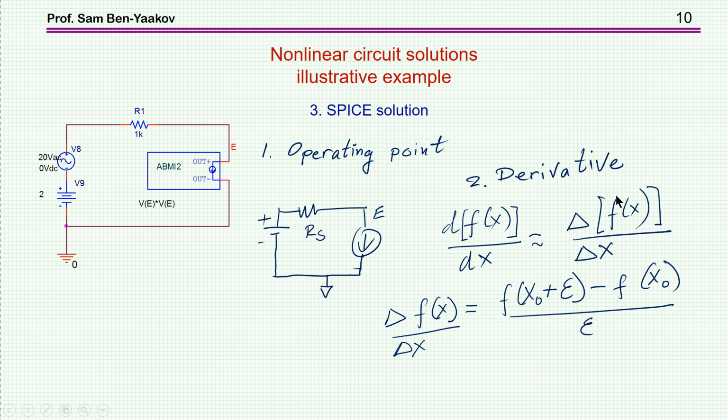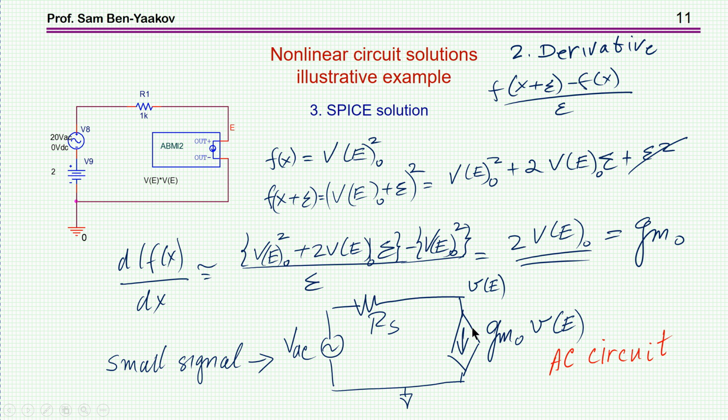Now, to get this delta, what we do is take the function and add some epsilon to this independent variable around the operating point. This is the operating point that we have found in the DC. And subtract from it the function without this epsilon and divide the whole thing by epsilon. So this is the delta f(x) and this is the delta x, it's epsilon, which gives the derivative.